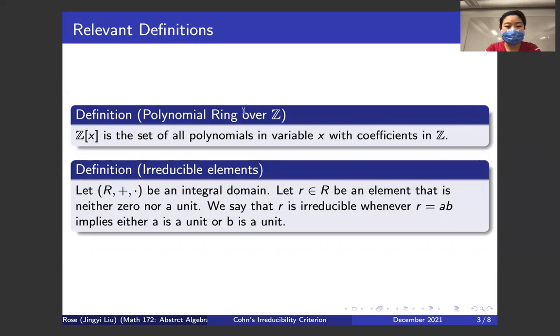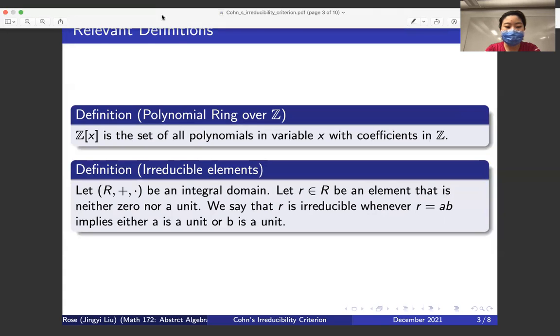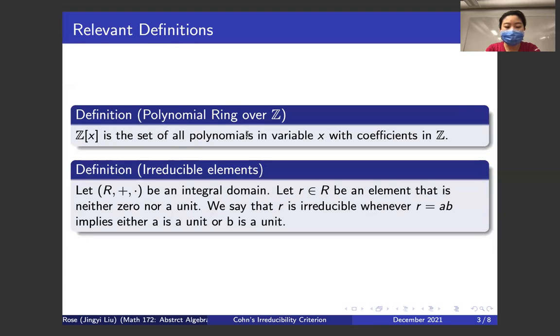And as you might recall, the polynomial ring over Z is the set of all polynomials in variable x with coefficients in integers. And the definition of irreducible elements says that if we have a ring R, which is also an integral domain, and there's an element r in the ring R that is neither 0 nor a unit, then we say r is irreducible whenever r equals a times b implies either a is a unit or b is a unit.